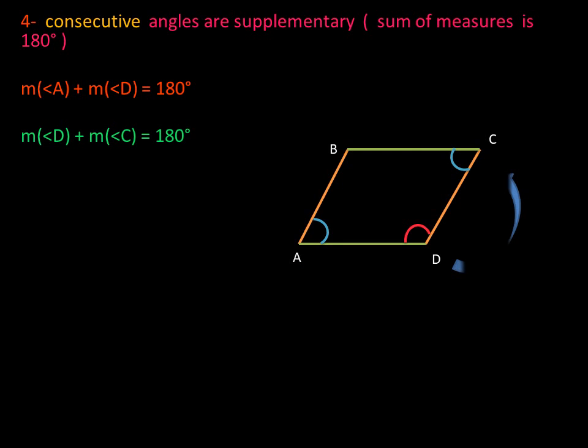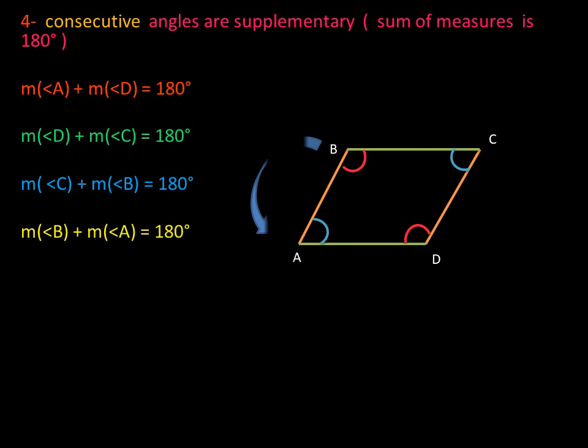Angle D and angle C are supplementary, so they form 180. Angle C and angle B are supplementary. Their sum of measures will be 180. Angle B and angle A are consecutive, which means they are supplementary, or the sum of measures will be 180.